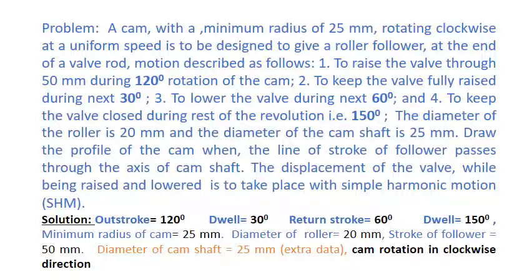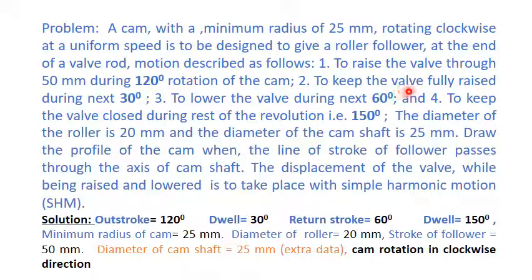This is the statement of problem. A cam with a minimum radius of 25 mm rotating clockwise at a uniform speed is to be designed to give a roller follower at the end of a valve rod the motion described as follows. 1. To raise the valve through 50 mm during 120-degree rotation of the cam.